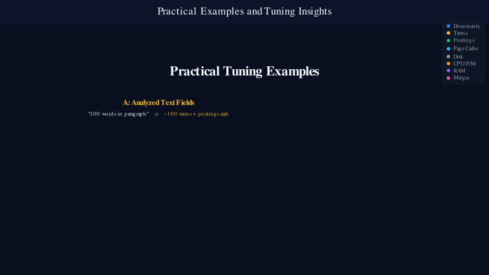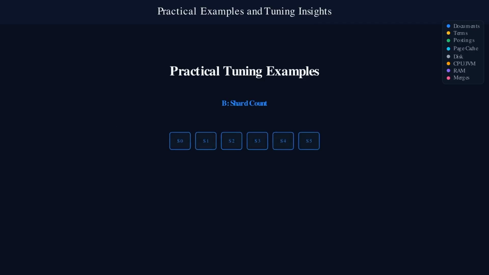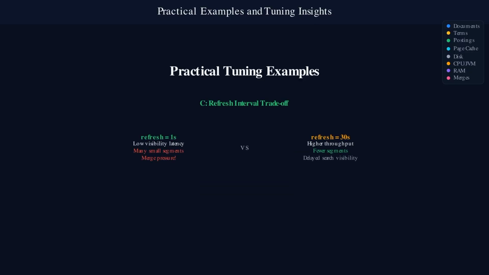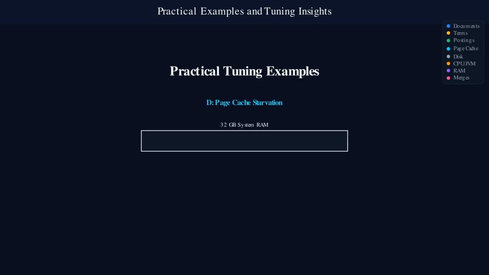First, analyze text fields. If you index a paragraph with 100 words, the analyzer produces up to 100 terms, each with postings. That means CPU work during indexing and more disk space. Keyword fields produce exactly one term per value, so they are cheaper. Second, shard count. Too many shards means each shard holds fewer documents but carries fixed overhead: segment metadata, caches, thread pools, and file descriptors. A common guideline is to keep shard sizes between 10 and 50 gigabytes.